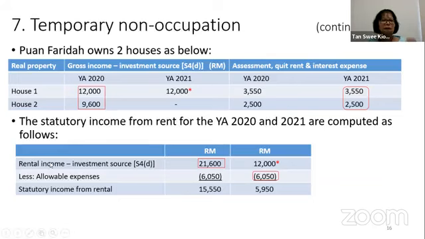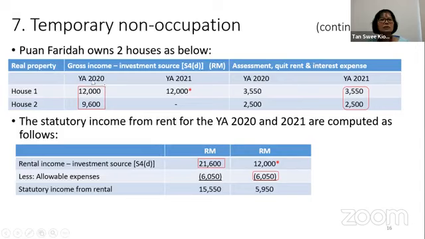Okay, we look at this example. Farida owns two houses as below. In year 2020, this is the income for house one and house two. In 2021, house one got income, house two nobody occupied, so no income. Even with no income, you will still incur some expenses, for example quit rent and assessment, and interest expenses because you purchased the house through a housing loan, or water and electricity, where even if nobody stays you still have to pay the minimum charges. In this case, both house one and house two are assessed under the same source, section 4D, so you can group them together.